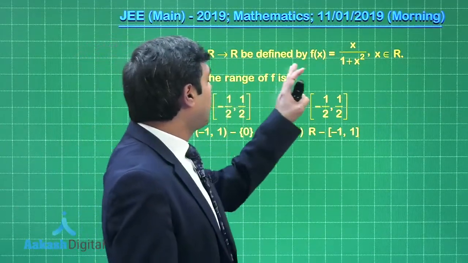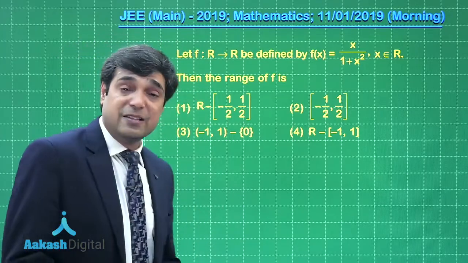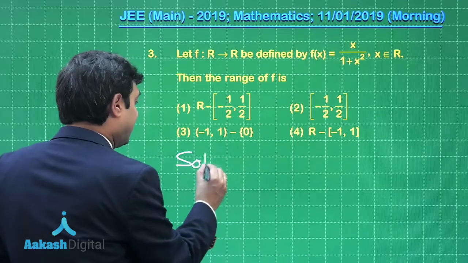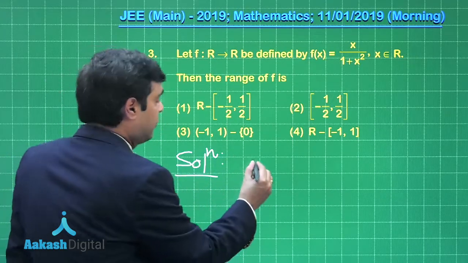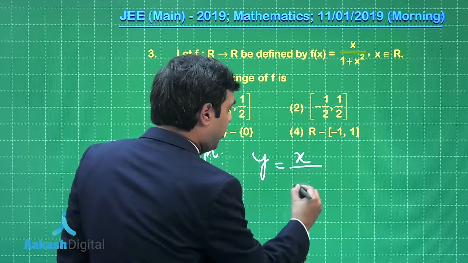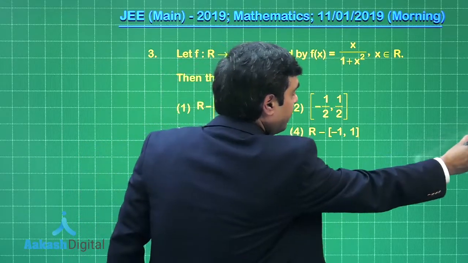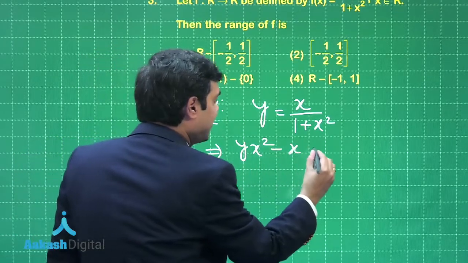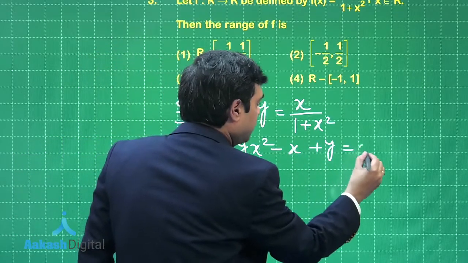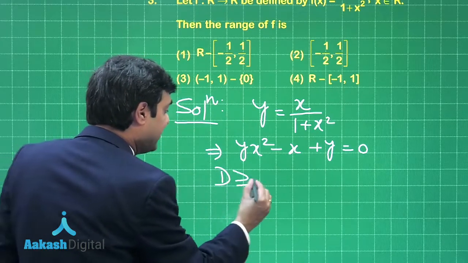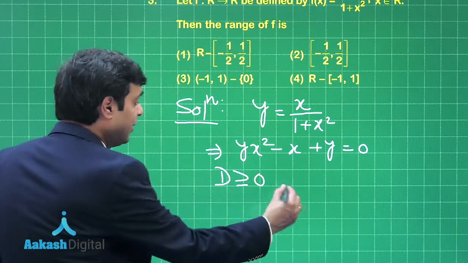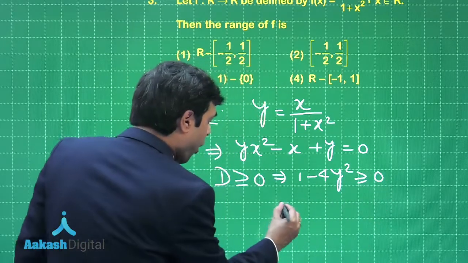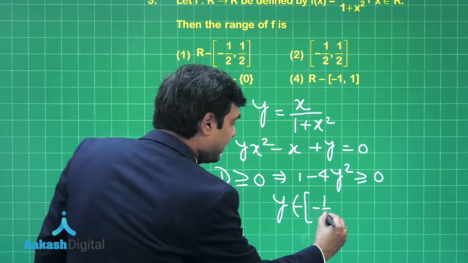Let f from R to R be defined by f(x) equals x upon 1 plus x square. Then we have to find the range of this function. Pretty well known question. y equals x upon 1 plus x square. Cross multiplying, we can rewrite y x square minus x plus y is equal to 0. Now, this would be defined when D is greater than or equal to 0, the required constraint. That gives you 1 minus 4y square greater than or equal to 0, or y belongs to minus half to half.